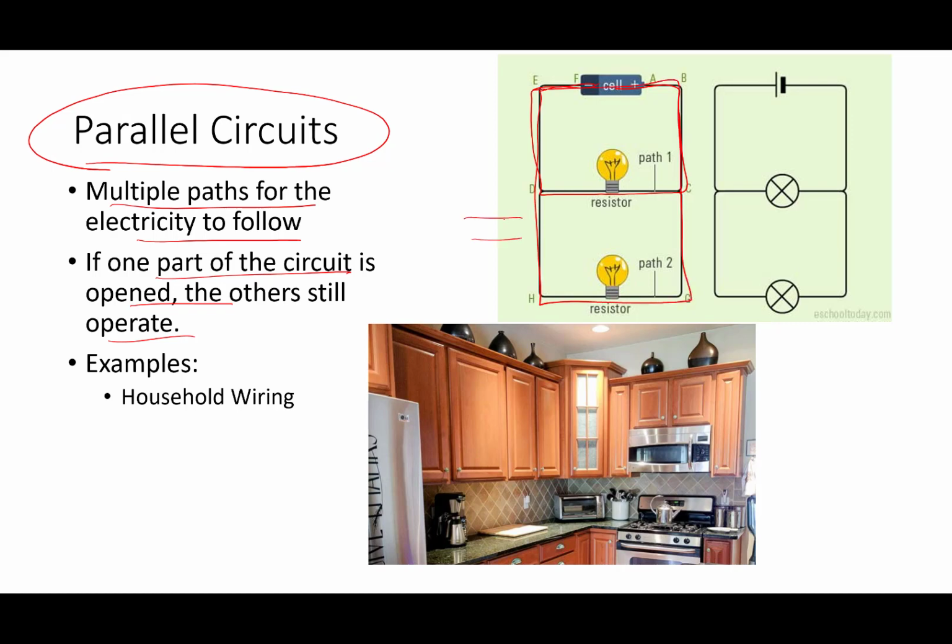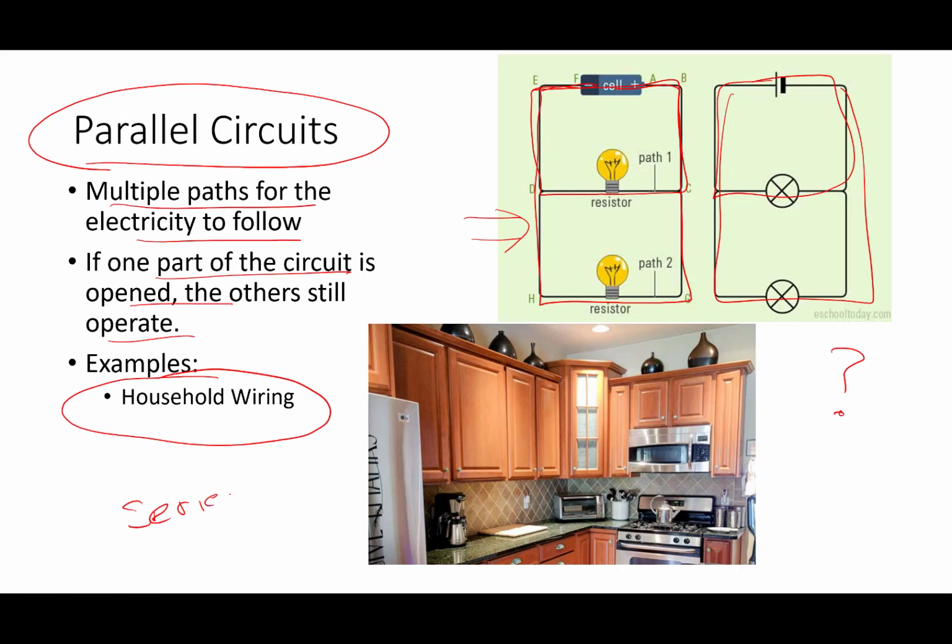Here it's drawn in a sketch, and here it is drawn using symbols. One path and the other path. This is typically how your house is going to be wired. Most of your house is going to be wired in parallel. Because think about it, if your house was wired in series, can you imagine how wacky this would all be?